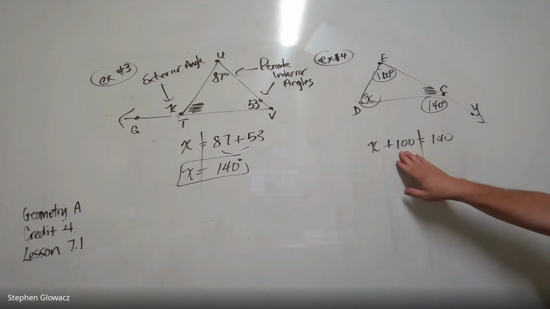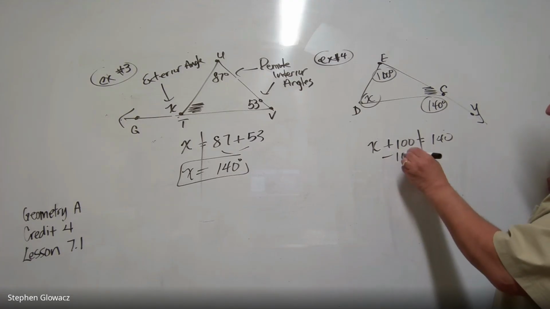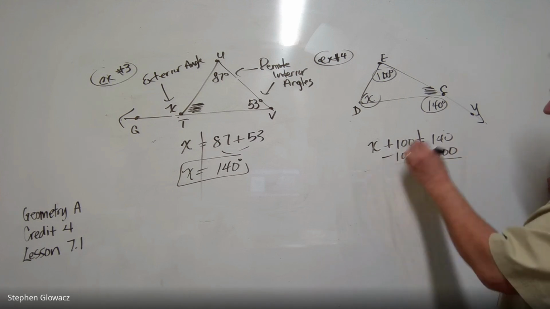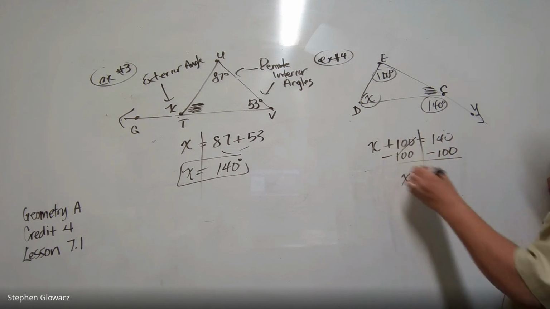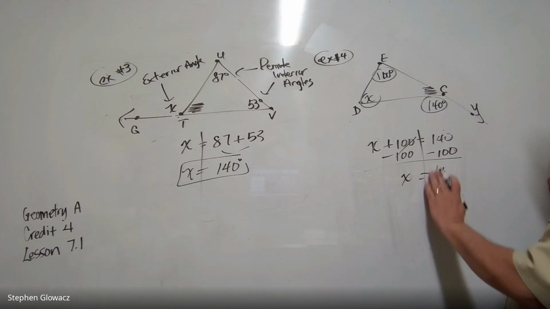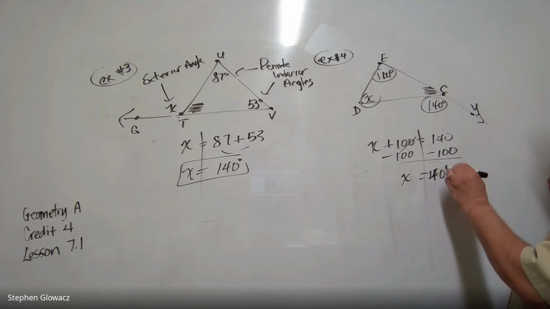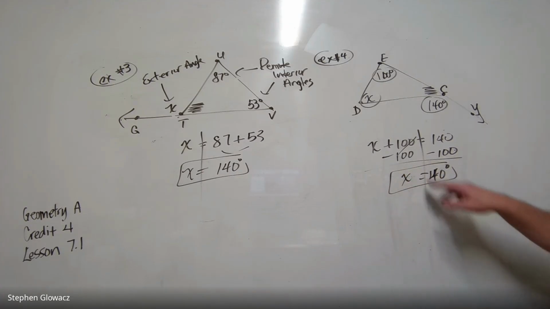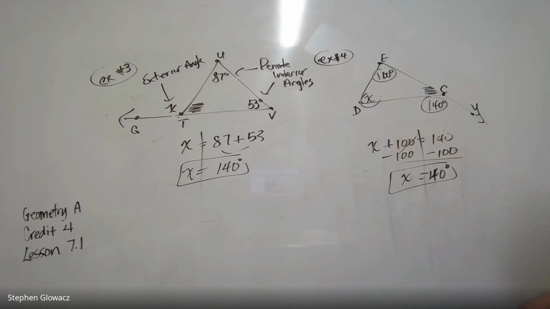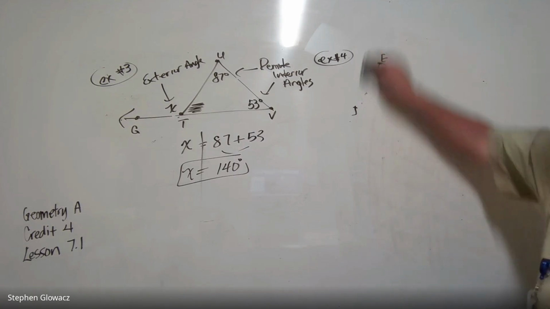So x is over here on the left-hand side, so we're focused over there. We have a plus 100, so we're going to subtract 100 to both sides. The 100s cancel out. We bring down the x, and 140 minus 100 is 40. And so our answer is x equals 40 degrees. All right, so now let's take a look, going over to page 24. Once again, we're going to be working with exterior angles and remote interior angles.